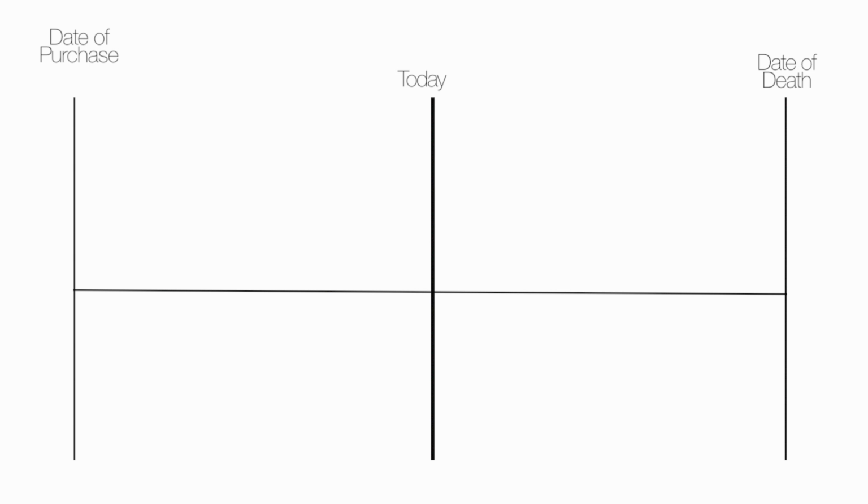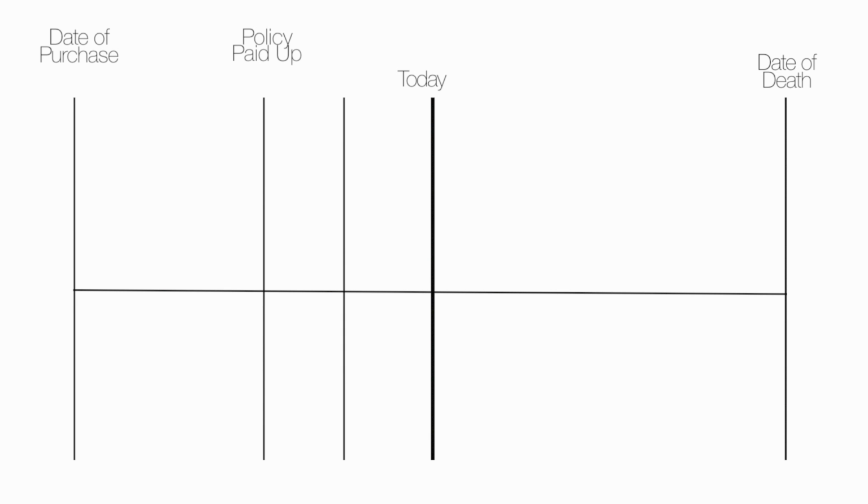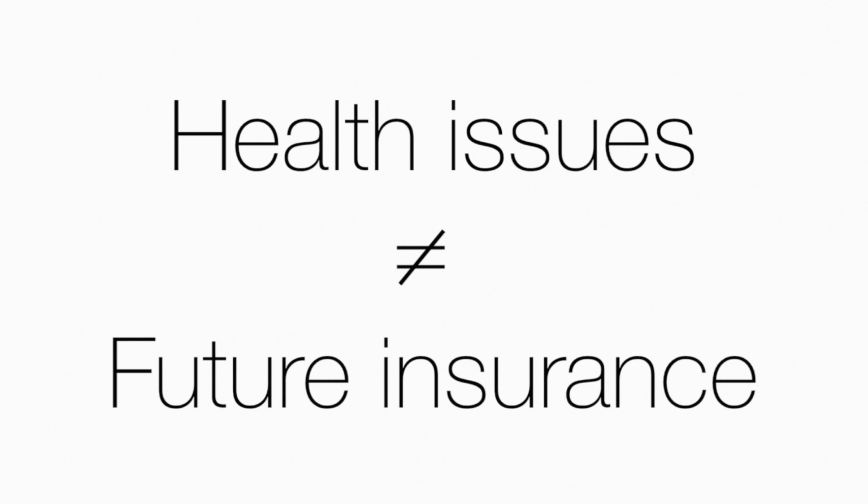In between the date of purchase and today's date, you're going to draw another vertical line, and that's going to be the date of when the policy was paid up. We'll talk more about that later. Finally, there's going to be another vertical line either before today's date or after today's date to deal with health issues. For example, have you had a heart attack? Have you had a stroke? Have you had cancer? Are you diabetic? Any of these major health issues, I want to know when they happen.